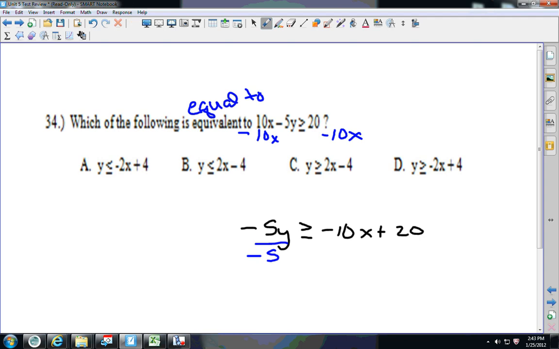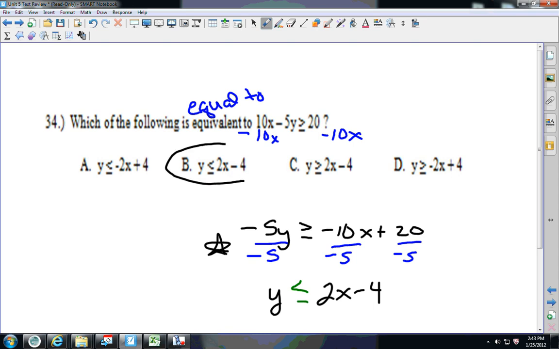Divide by -5. Oh, I forgot. I divided by a negative, so I have to flip the sign. Y is less than or equal to 2x minus 4. So my answer should be B right here.